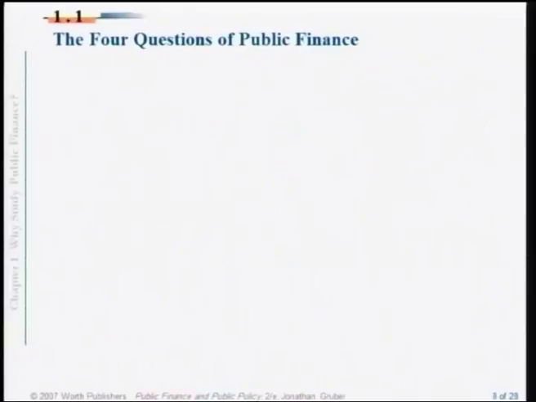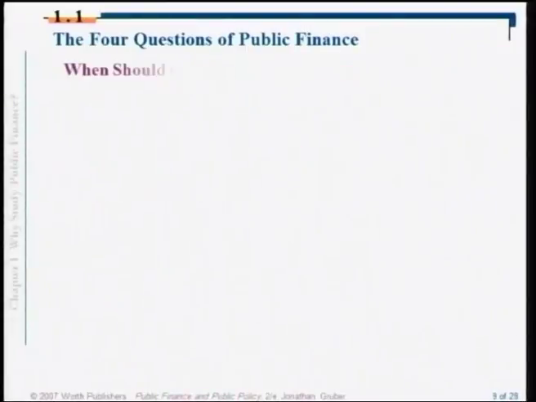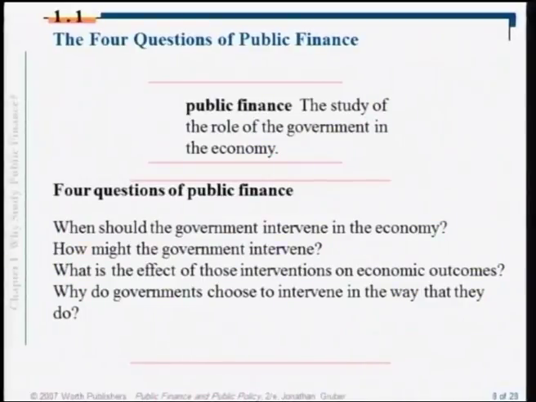We have 4 questions to be answered while studying public finance. These questions are, as you see: when should the government intervene in the economy? And how might the government intervene, as well as what are the consequences and effects of government intervention in the economy? Suppose that the government decided to impose or set taxes. What are the direct effects and the indirect effects of the government policies towards such a decision?